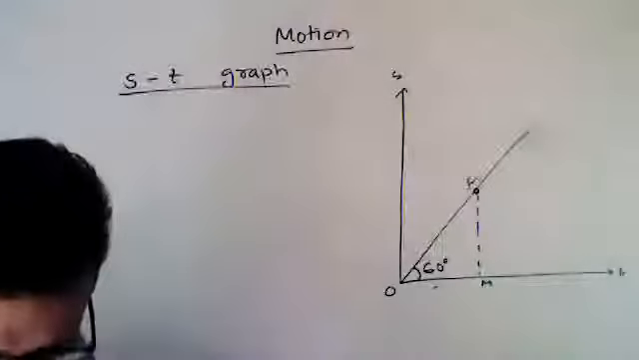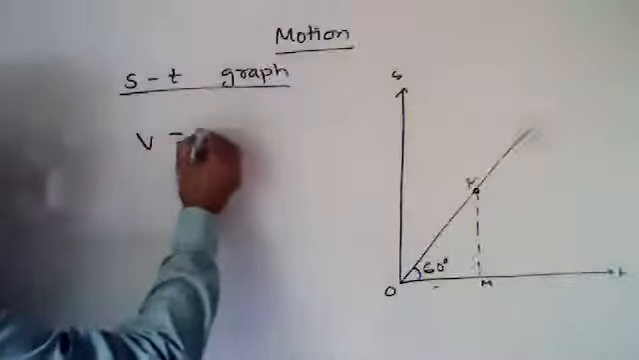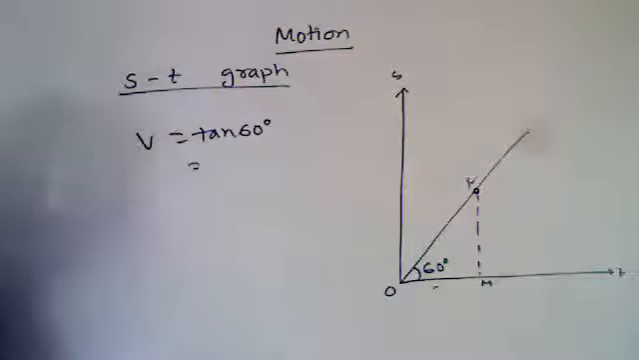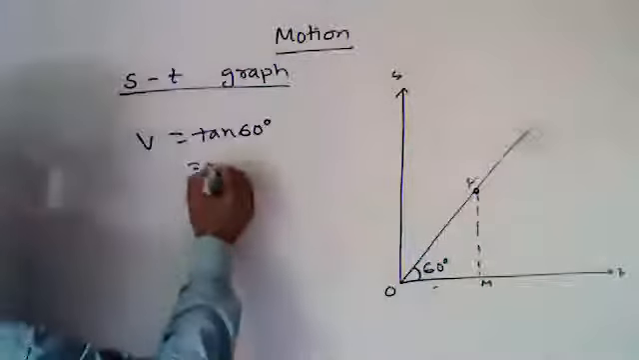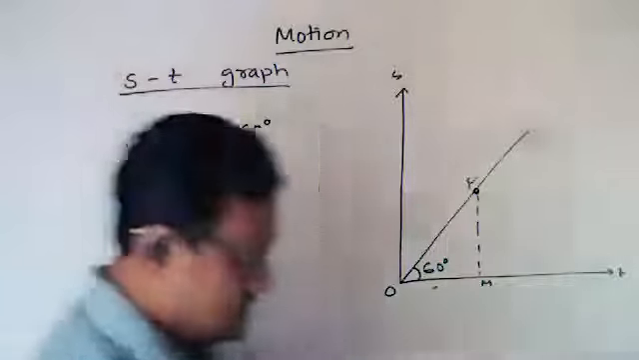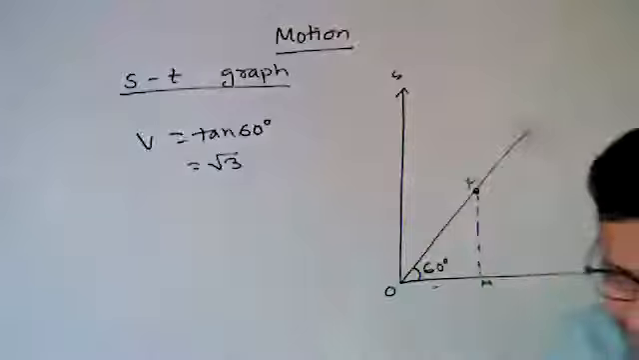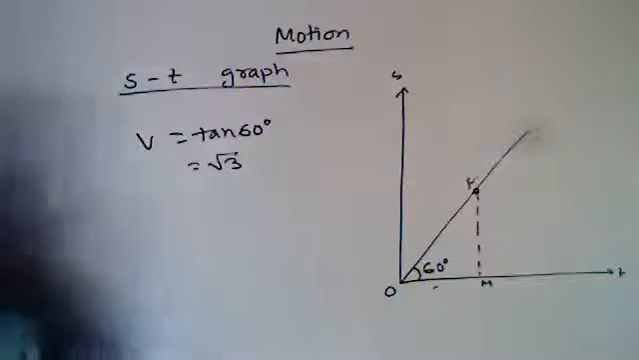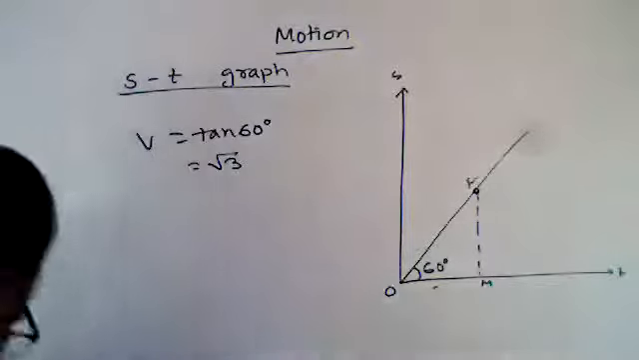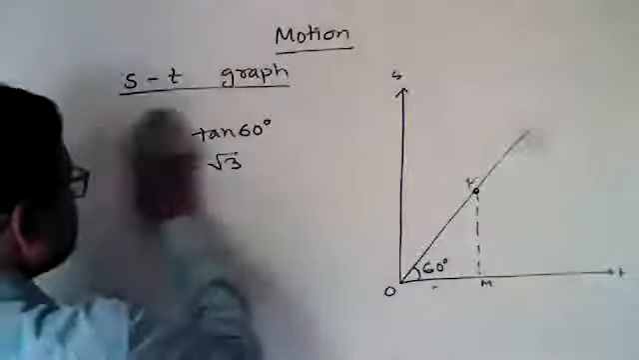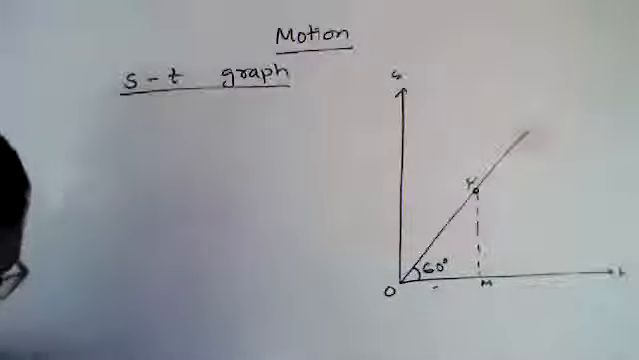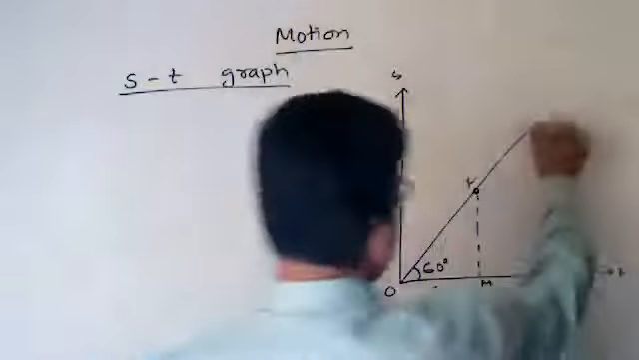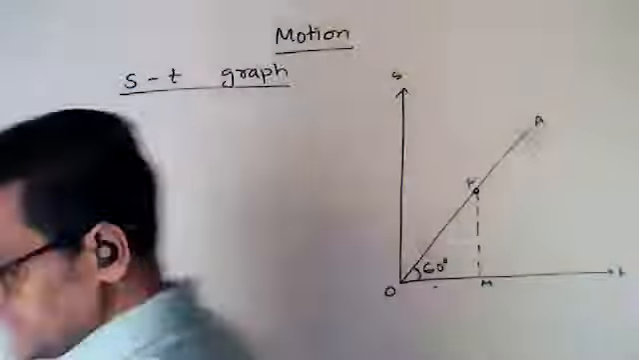Suppose this is 60 degrees and the coordinates are not known to us, then we can determine the velocity by using the slope. So what will be the velocity here? V equals tan 60 degrees, and tan 60 degrees is root 3. So this is the velocity. If the angle is given, then you can determine the velocity by using this formula. Suppose this is A. OA is a straight line.